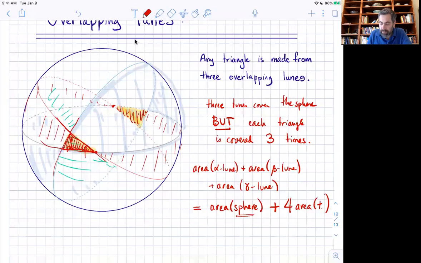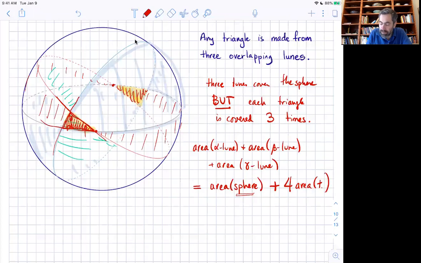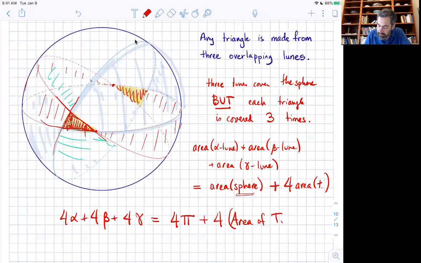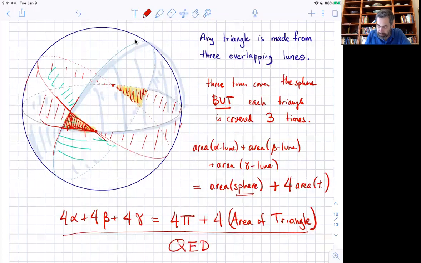Now we'll fill everything in. Let me write it carefully. Remember that the area of the alpha lune was 4 times alpha. So now we have 4 alpha plus 4 beta plus 4 gamma is equal to the area of the sphere, which was 4 pi, plus 4 times the area of the triangle. And that's it. Now you divide by 4, everything here is a multiple of 4. So divide by 4 and then subtract pi away from both sides, and you have the theorem that we wanted. So this proves our theorem, and we get to write QED.